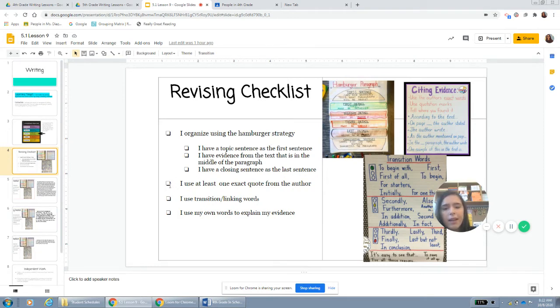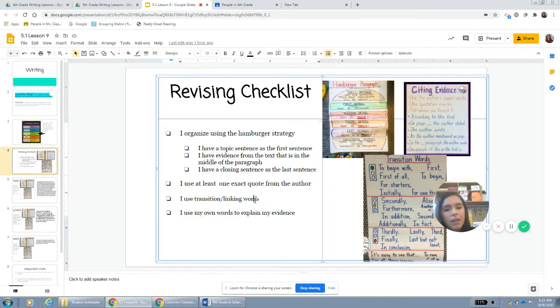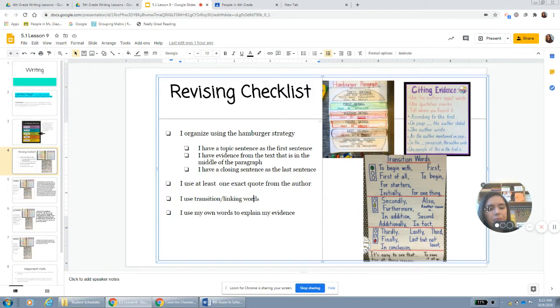The second thing in our revising checklist is I use at least one exact quote from the author. So that's when you cite evidence and you actually put it in quotation marks and you use one of these sentence starters. That's what we worked on yesterday. The next thing is I use transition or linking words to connect one sentence to the other. That was another lesson we worked on, and this is the chart to help you remember what that is. And finally, I use my own words to explain my evidence.